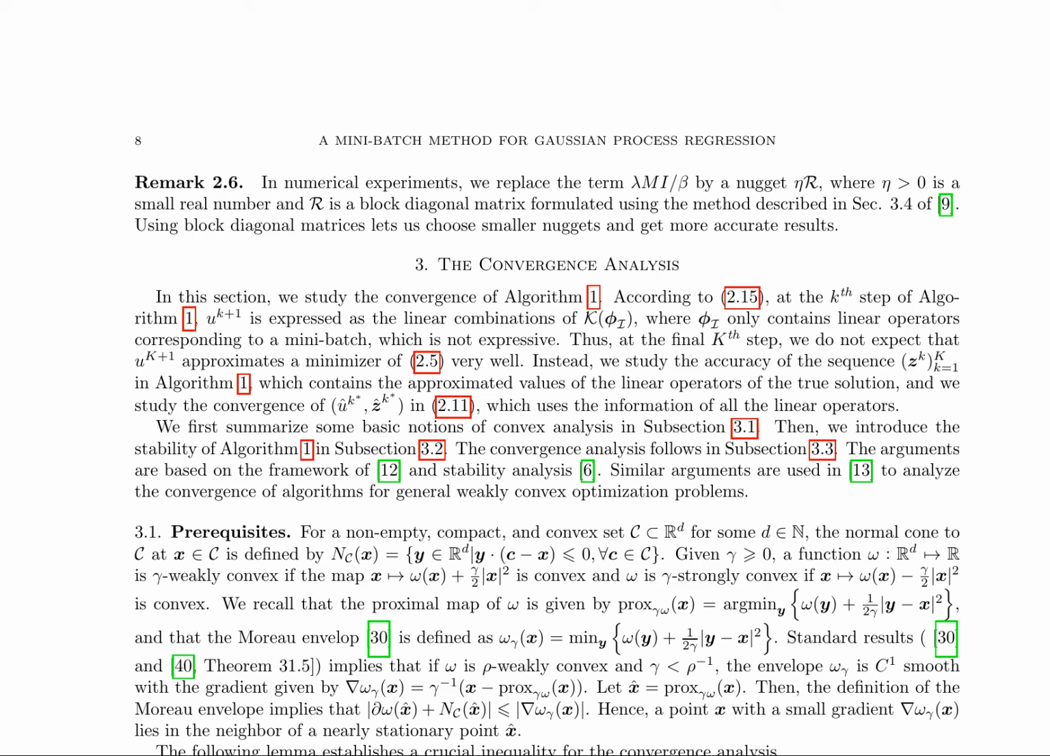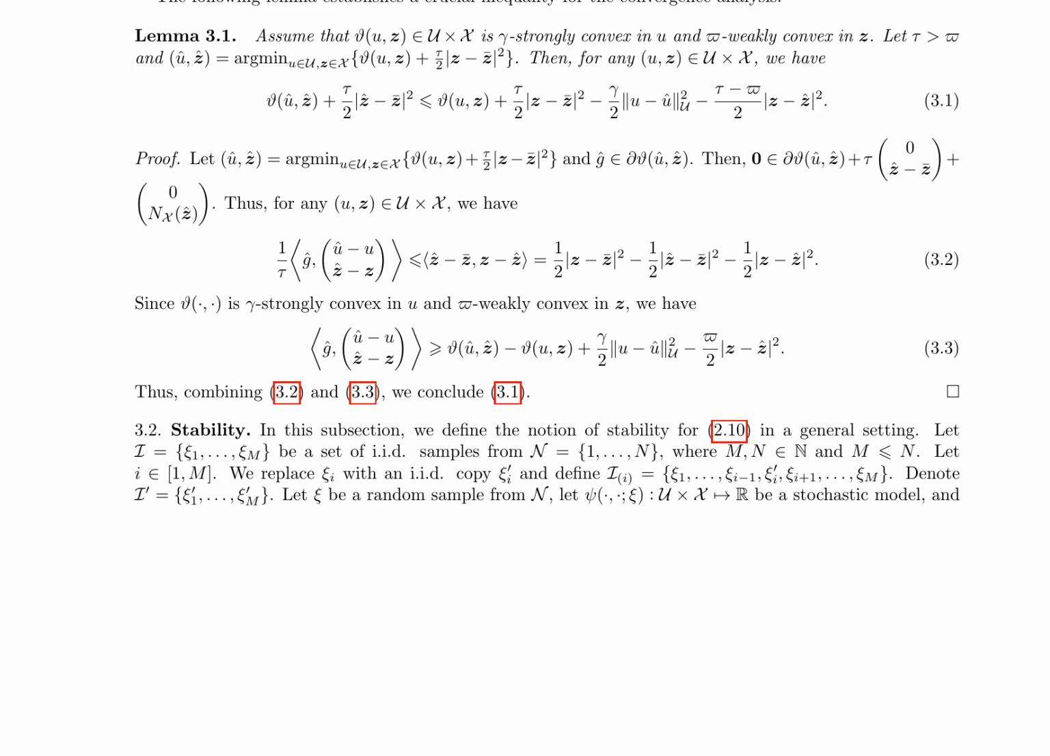In the stability section, the authors define the notion of stability for the optimization problem in a general setting. They consider a set of I.I.D. samples from a population and define the notion of stability based on the stochastic model xi u times x right pointing arrow r. This stability analysis is essential for understanding the robustness of the algorithm under different conditions.